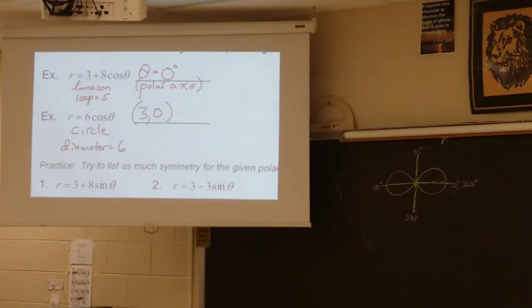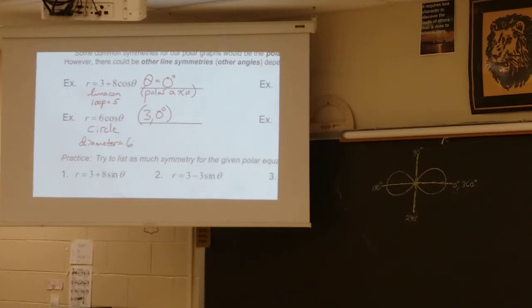Now, when we say 3, 0, just in case you're wondering, we're not talking about x and y. Careful with this. We're talking about r and theta. If I rotate 0 degrees and I count out 3 circles, then I would be at that point 3, 0. I know it looks the same as x and y, but technically it's r and theta. Okay, so we have a point symmetry.